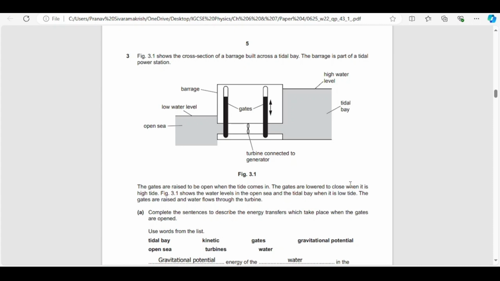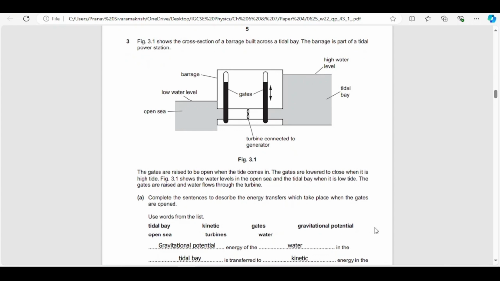The gates are lowered to close when it is high tide, as is the case here. Figure 3.1 shows the water levels in the open sea and the tidal bay when it is low tide. The gates are raised and the water flows through the turbine. So complete the sentences to describe the energy transfers which take place when the gates are opened.